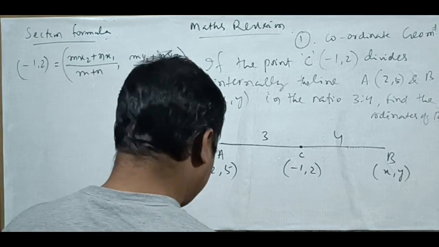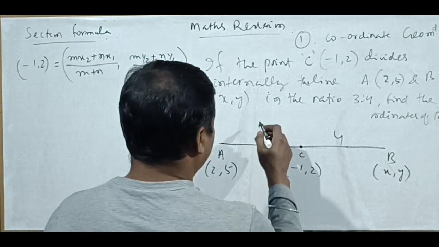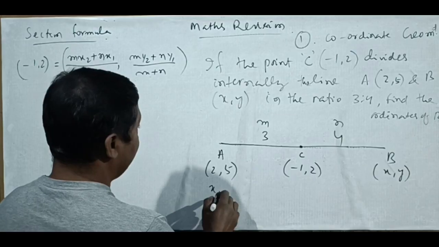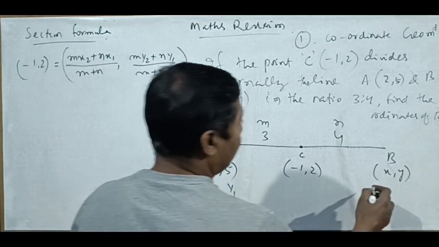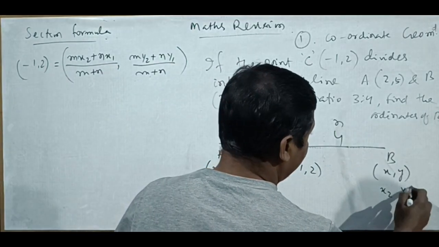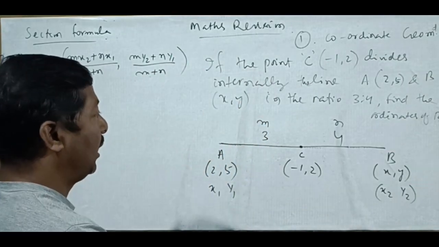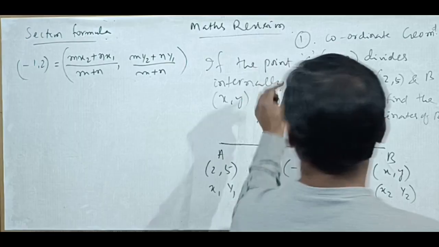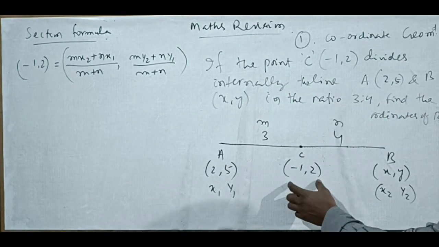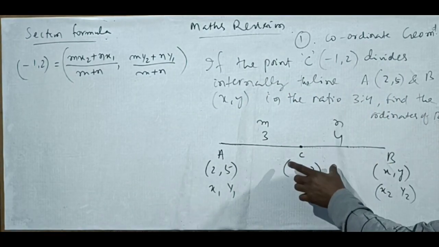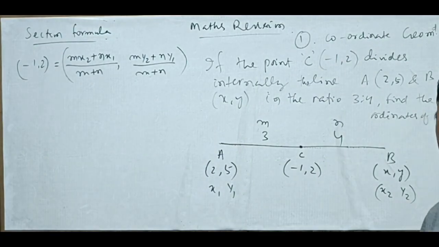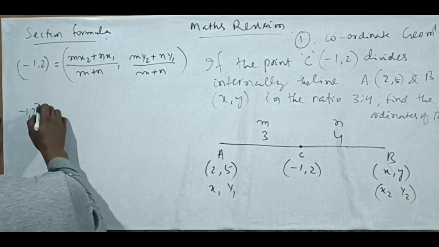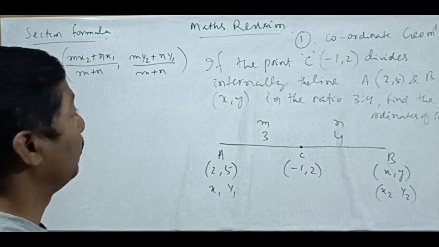So what is m and n? This is m, this is n. This is x1 and y1. This is x2 and y2. And this is the value I have written in the beginning. This is the point that divides the line segment AB, the calculated value. We just have to put the values as the formula says.